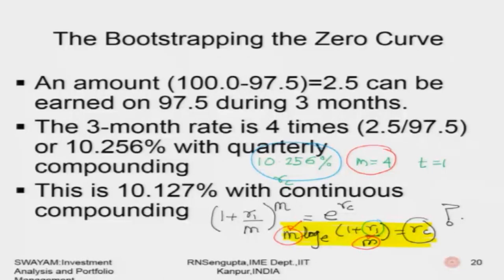a continuous compounding interest rate for that particular bond, which you bought at 97.5, and the total value earned after 3 months, the interest rate was 2.5 by 97.5, and you found it on a yearly basis. This is important and we will utilize it. This is the continuous compounding interest rate. Let me use the red color. So, this is 10.127. We will utilize it when we draw the graph.